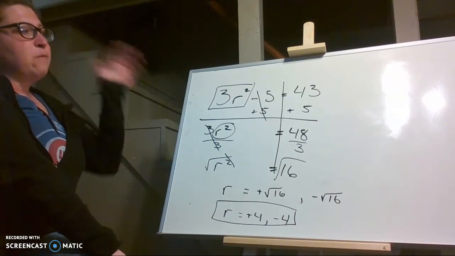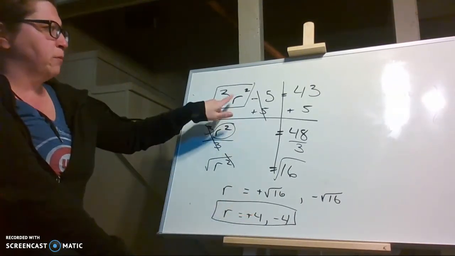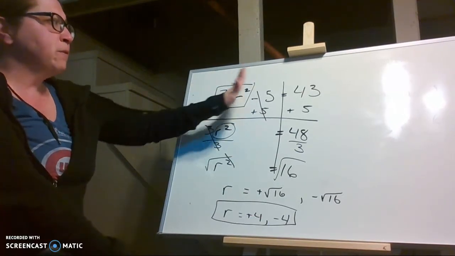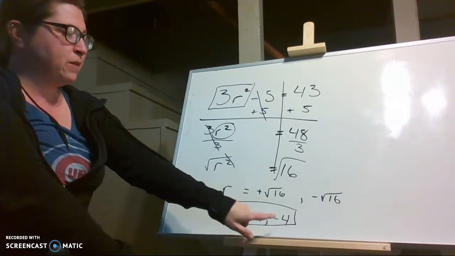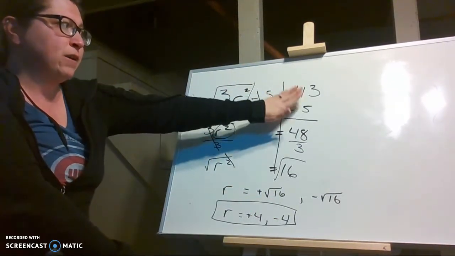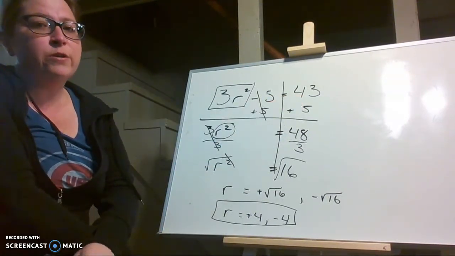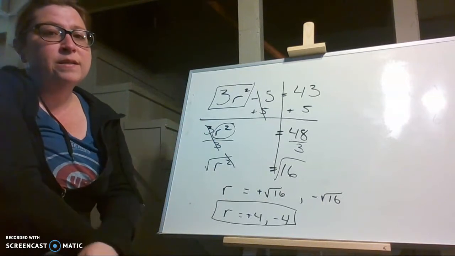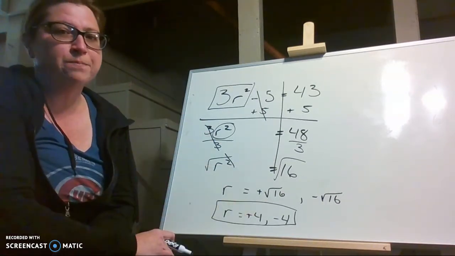So I want you to really think about what this is saying. It's saying I could take positive 4, put it in for r, simplify this side, and I'll get 43. Or I could put the negative 4 in here for r, simplify, and I'll get the same thing at 43. So remember, there's two different numbers I could use to plug in to help me make sure that I'm getting that same side to balance my equation.